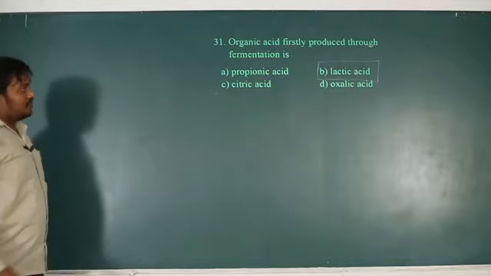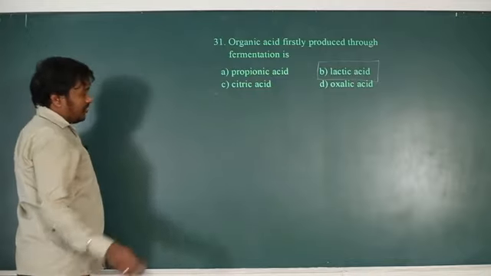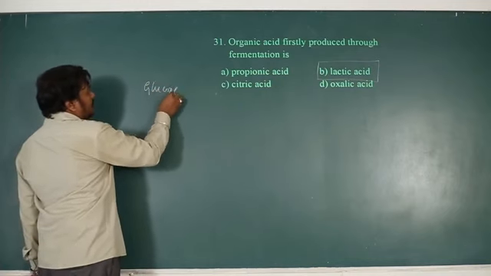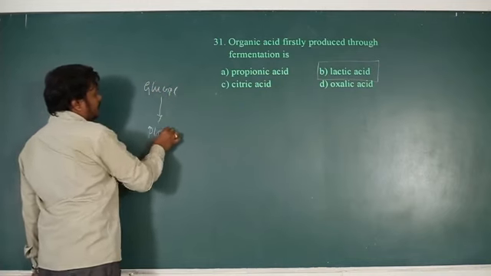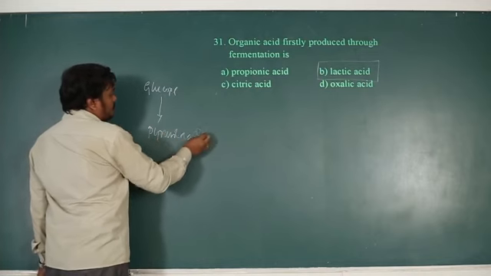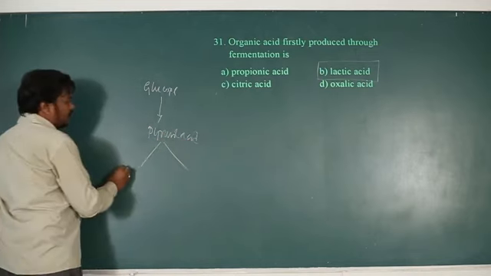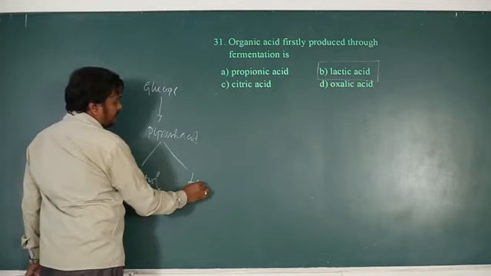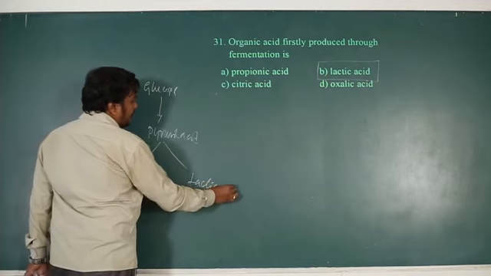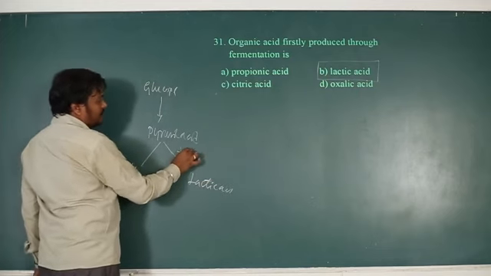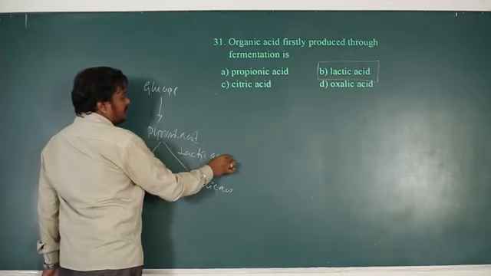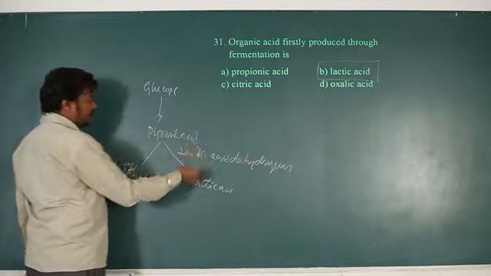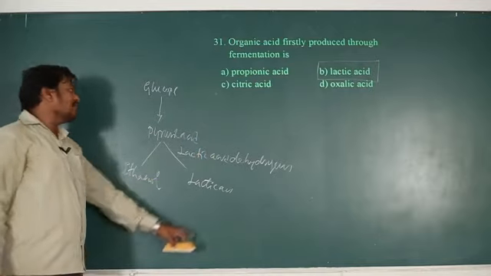Okay, so just recall the respiration chapter in the first year, where glucose is converted into pyruvic acid. This pyruvic acid can be converted either into ethanol or lactic acid. Lactic acid dehydrogenase enzyme, just remember the name. In the presence of lactic acid dehydrogenase, pyruvic acid is converted into lactic acid.